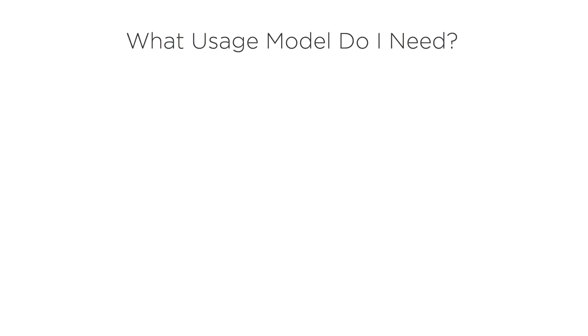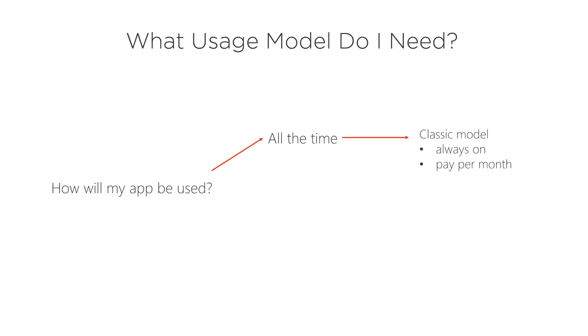And then the next big picture question is, what usage model do I need? And this question is all about, how will my app be used? So if the answer is all the time, like in a website or a web application that's always on, that has users all over the world 24/7, then I need to look in the services in the classic model. So those are services that are always on, like a web app, for instance, and you pay for them all month.